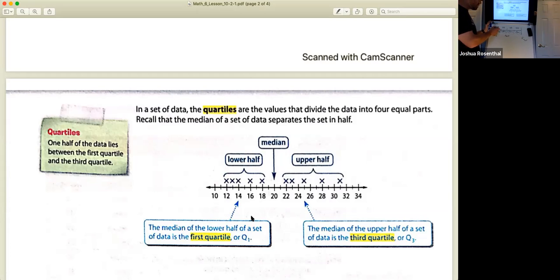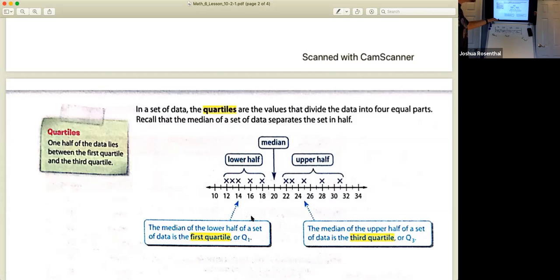This is the first quartile. This is the second quartile. This is the third quartile and the fourth quartile. Okay? Now, let's look at what they actually are. Okay, so in a set of data, the quartiles are the values that divide the data into four equal parts.